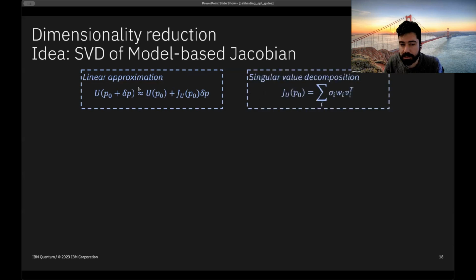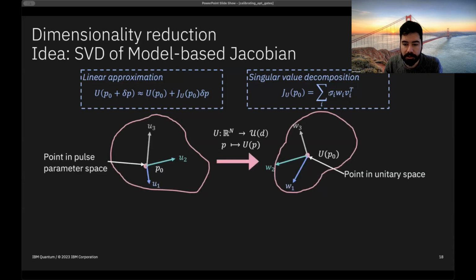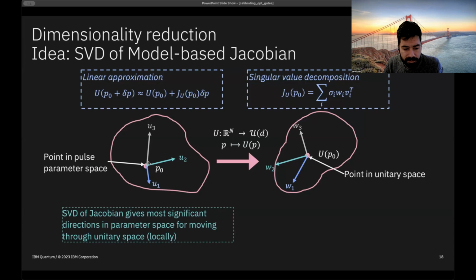And then what we do is we look at this Jacobian and take a singular value decomposition. The right singular vectors, sorry, there's a notational mismatch here. This is V and this is U, but these are supposed to be the same. The right singular vectors are orthogonal directions in parameter space, and the left singular vectors, excuse me, are points in the unitary space. Basically, the SVD gives you the most significant directions in parameter space for moving through the unitary space locally at this point, P0.